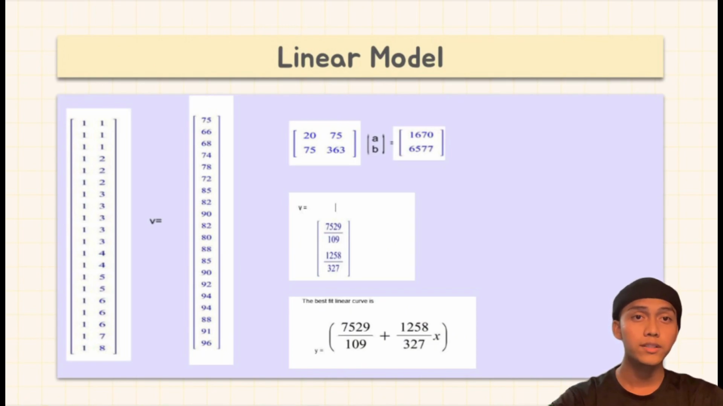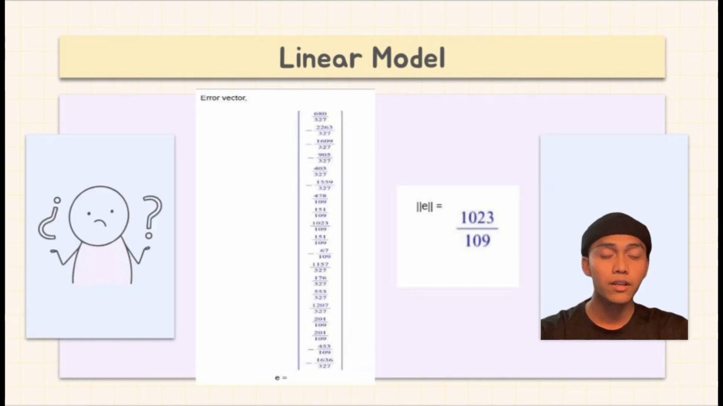7529 over 109 for A and 1258 over 327 for B. Therefore, we can get the equation for the linear model, which is y equals 7529 over 109 plus 1258 over 327x. After finding the normal equation, we need to find the error vector and the magnitude.